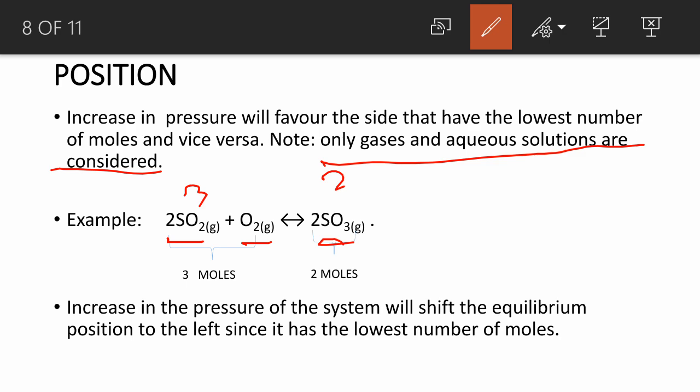So what do we say here? That the increase in pressure of the system will shift the equilibrium position to the right. Why? Because the right has the lowest number of moles. 2 moles is lower than 3 moles.